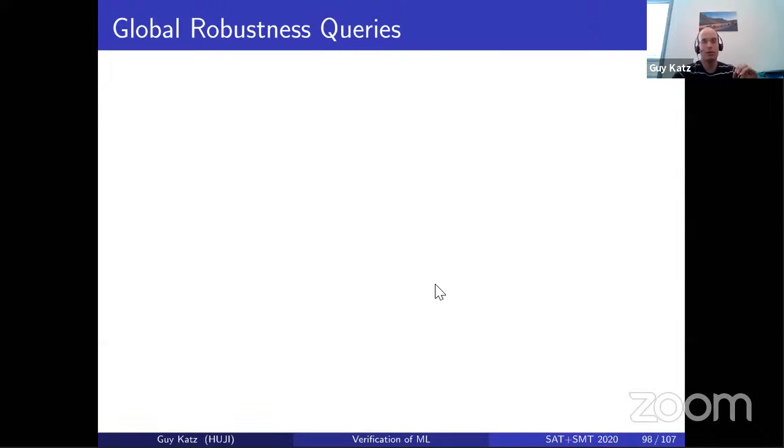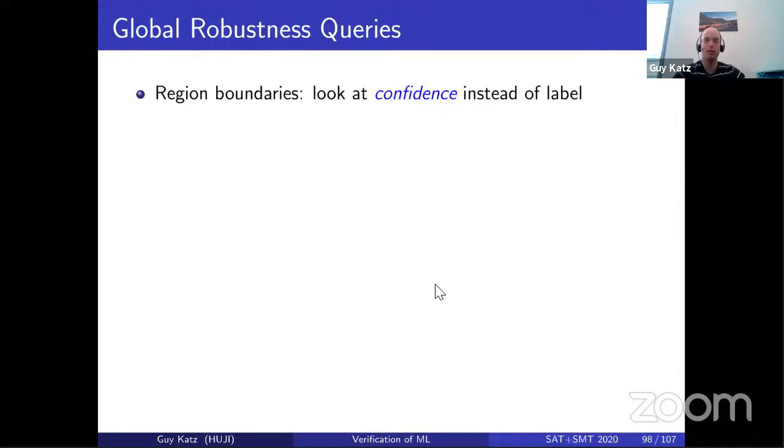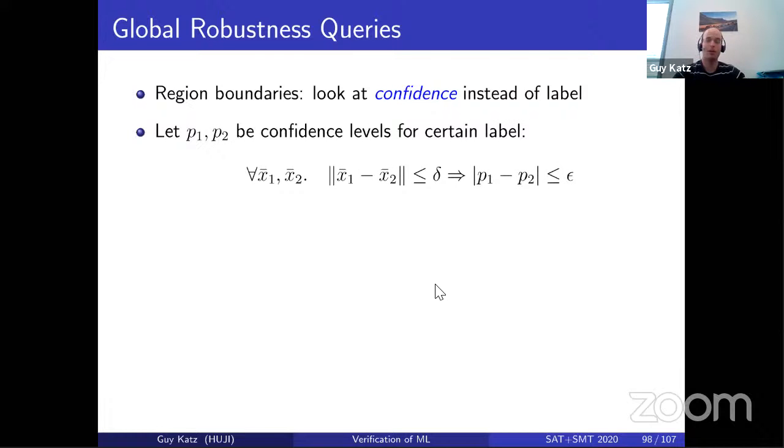So all of these things you can also tackle, and you can solve them using what we call global robustness. And here, instead of looking at the classification that the network outputs, you look at its level of confidence. Remember, from the example, when the network says panda, it said panda with 57% confidence, or gibbon with 99% confidence.